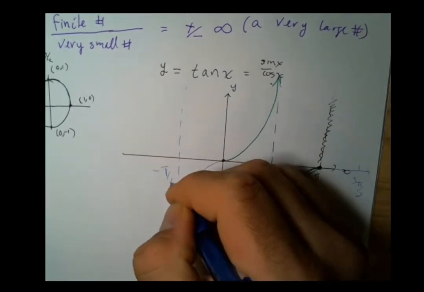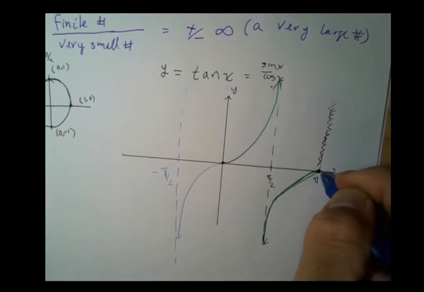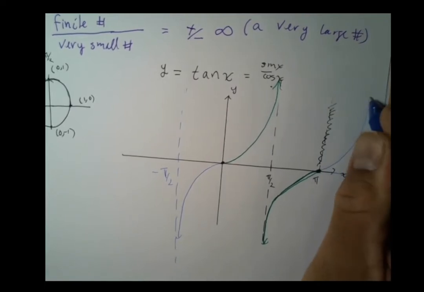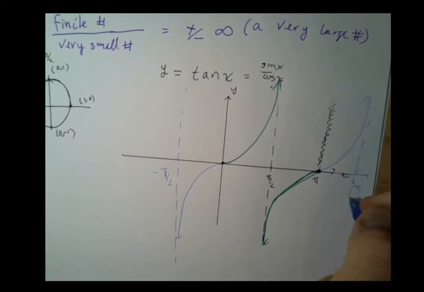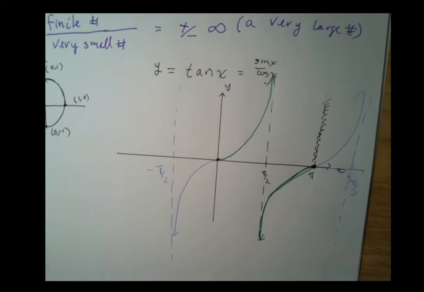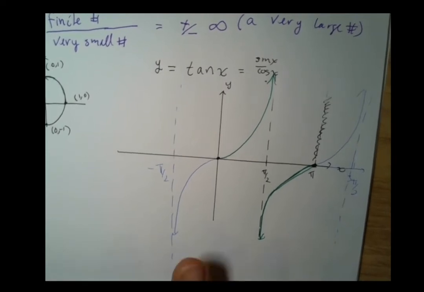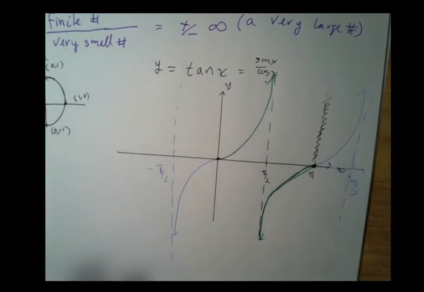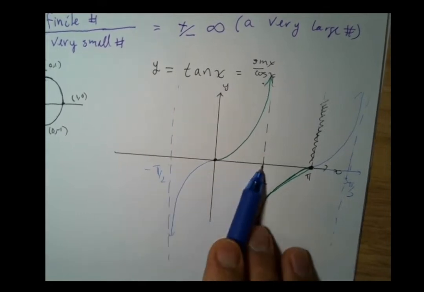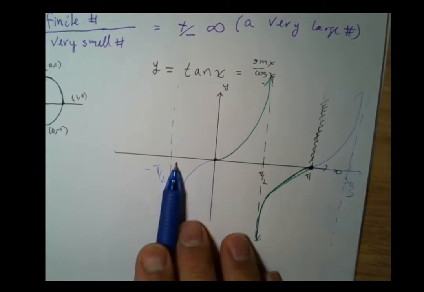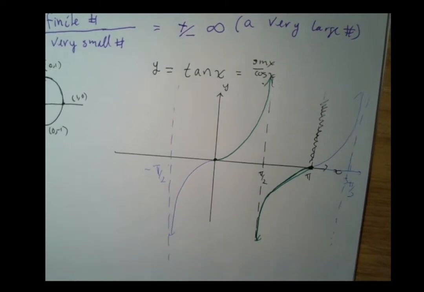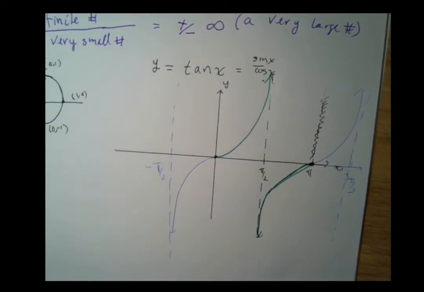So this is negative pi over 2. And then at 3 pi over 2, it continues that behavior there. Now these here are 2 periods of the function, but this goes out towards infinity, with a period of length pi, and at the end of each of these periods we have an asymptote.